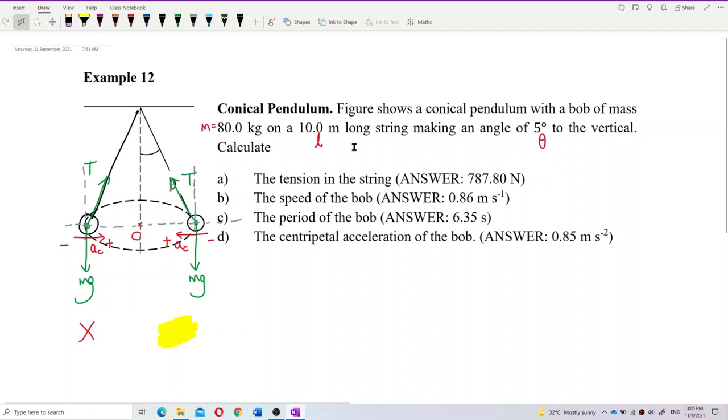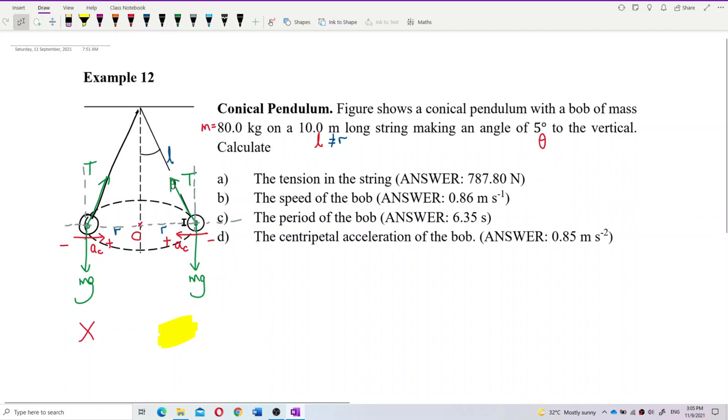You see this length, he said this length is 10 meter. Where is this 10 meter? 10 meter is from the top, the ceiling here, to the ball. This is the length of the string, which is 10 meter. However, this length is not the radius. For this case, the length of the string is not the radius. The radius of circle is actually this part. This is the radius of circle. It's not the length, so you need to find the R here.